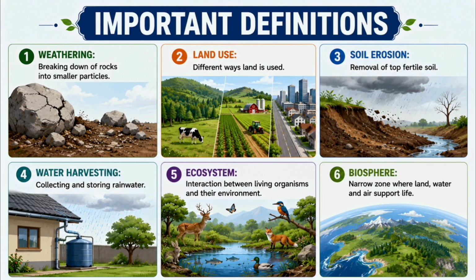Weathering, breaking down of rocks into smaller particles. Land use. Different ways land is used. Soil erosion. Removal of soft fertile soil. Water harvesting. Collecting and storing rainwater. Ecosystem. Interaction between living organisms and their environment. Biosphere. Narrow zone where land, water and air support life.